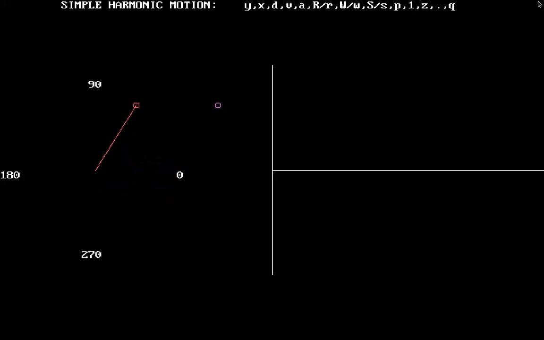What happens if we increase the angular velocity? Oh, now we're increasing the frequency, shortening the period. Let's see if we can graph the height versus time.